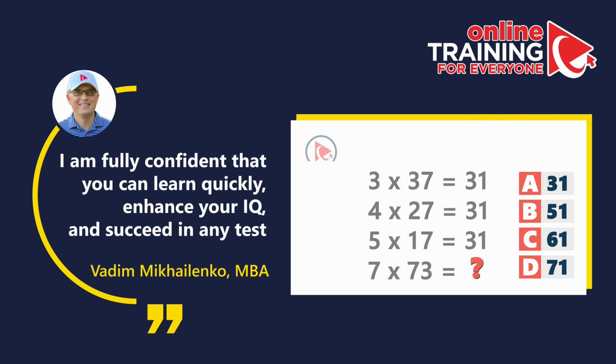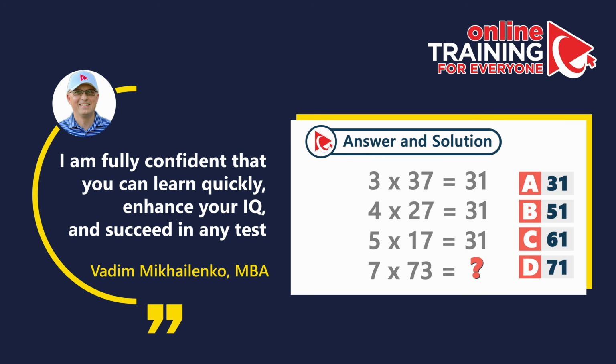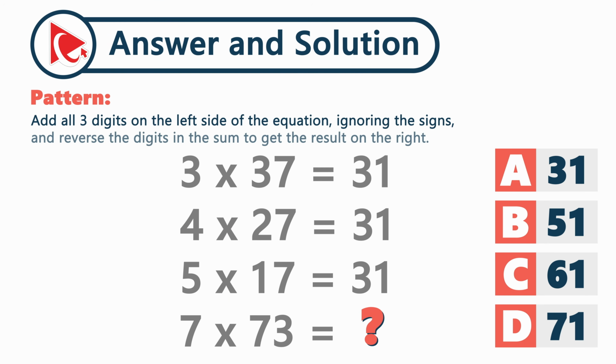Time's up. Are you ready with your answer? The pattern here is so simple that you will be amazed. You need to add all 3 digits on the left side of the equation, ignoring the signs, and reverse the digits in the sum to get to the result on the right. Let's look at the example. 3 multiplied by 37 equals 31.